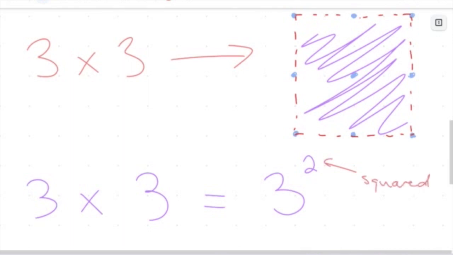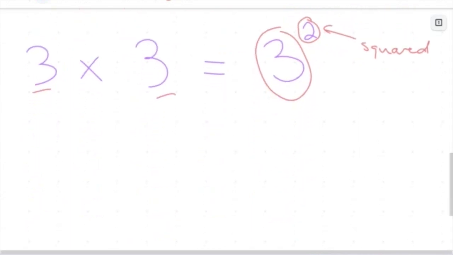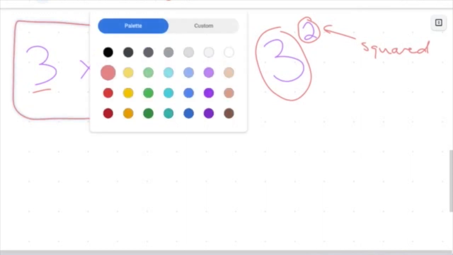So it is my base number, my 3 here, and this squared shows me the amount of times it was multiplied by itself. So squaring is a shorthand. You can see 3 with this 2 on the top, 3 squared, is an easier way of showing this thing. So we can think of squaring as an abbreviation.